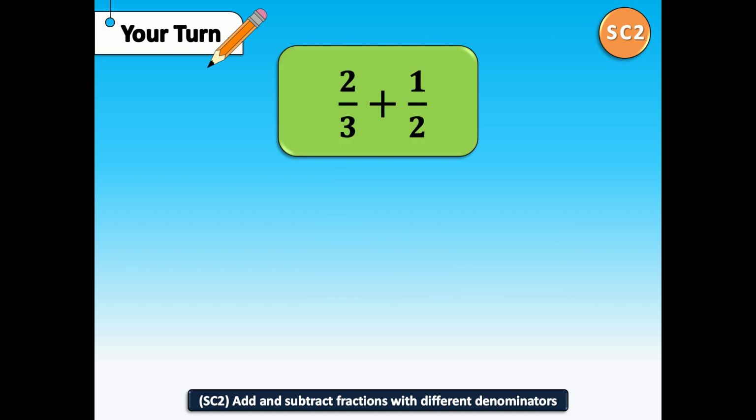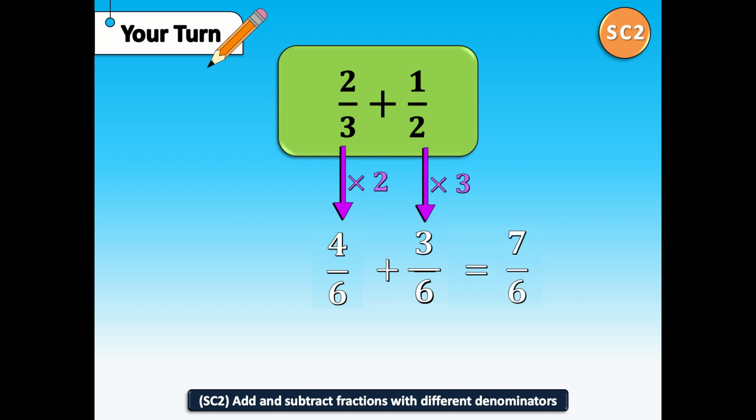Here's another question for you to have a go at. Pause the video, and when you're ready to see what you should have done, press play. Again, for this one, I need to make the denominators the same number. So if I make them both 6, I've times the first fraction by 2, so I need to times the top by 2 as well. And I've times the second fraction by 3, so I need to times the top by 3 as well. Then I can just add the top two numbers together, so that'd be 7, and the bottom number stays the same. So my answer is 7/6, and I can convert that into a mixed number, so that's 1 1/6.